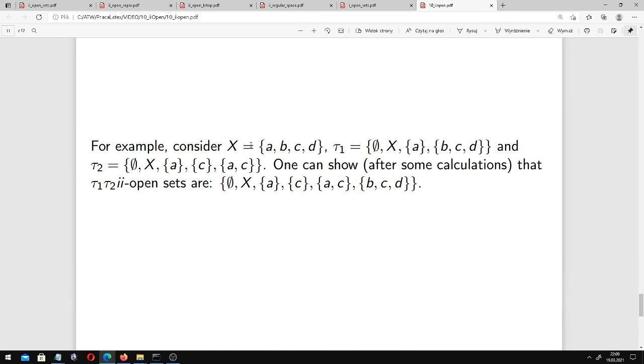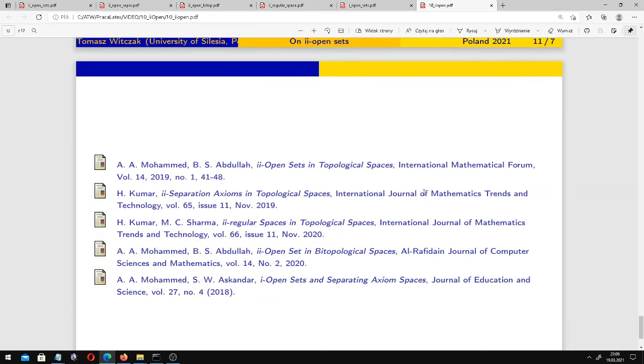Well, for example, consider this universe ABCD and these two topologies on this universe, tau1 and tau2. One can show, after some calculations of course, and you should perform them, that tau1, tau2 II open sets in this universe, in this B topological space, are namely these ones: empty set, X, singleton of A, singleton of C, AC, and finally BCD. And this is our bibliography, these are our references.